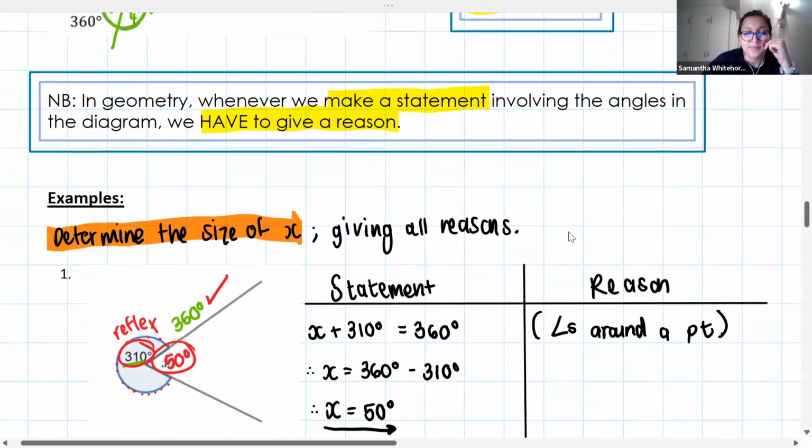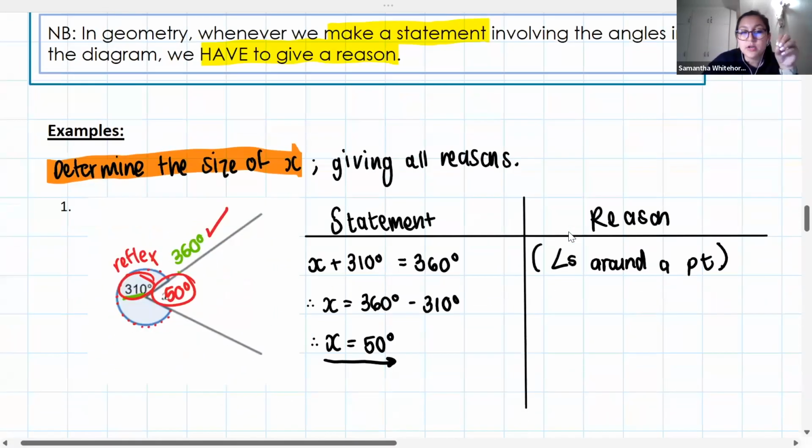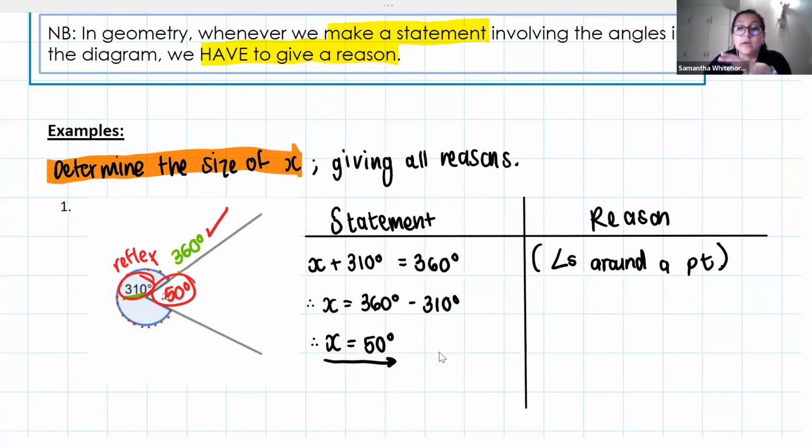Okay, ma'am. Okay. So guys, that's a really good point. As we start to learn more and more reasons, you're going to be able to apply them differently as you move along. So right now, we've only done one reason. So our reasons will only be angles around a point. But as we do more and more, depending on the question, you will have different reasons for different answers.